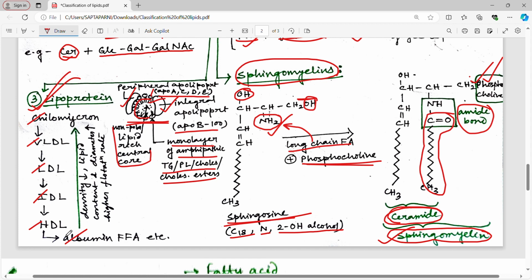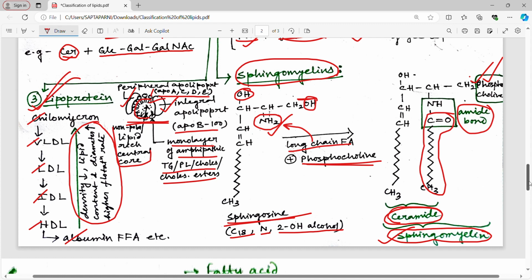When the density is increasing, that means the lipid content and its diameter are decreasing along with its flotation rate. Just remember that when the density is increasing, the lipid content, diameter and flotation rate of these lipoproteins are decreasing. Increasing density corresponds to a decrease in lipid content, diameter and flotation rate. Just remember that.